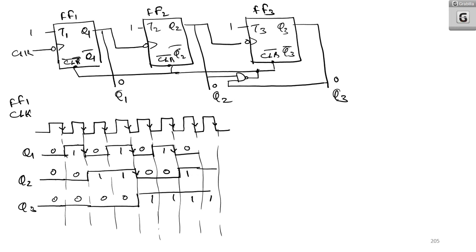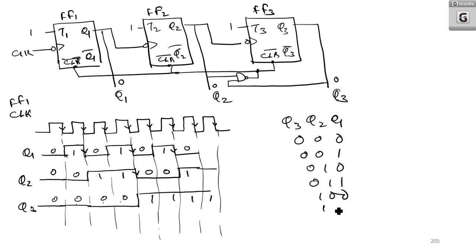Now let me write in Q3, Q2, Q1 order. So initially it is 0, 0, 0. Then you have 0, 0, 1. Then 2, that is 0, 1, 0. 3, that is 0, 1, 1. 4, that is 1, 0, 0. And 5 is 1, 0, 1.